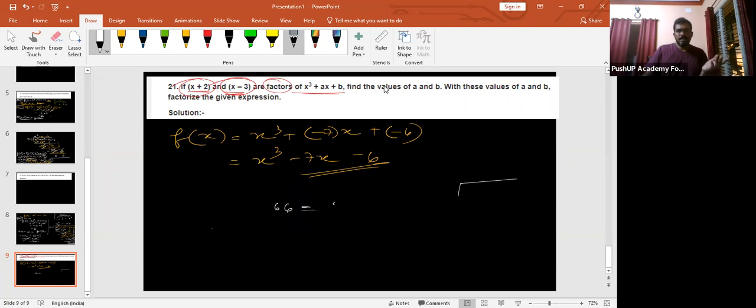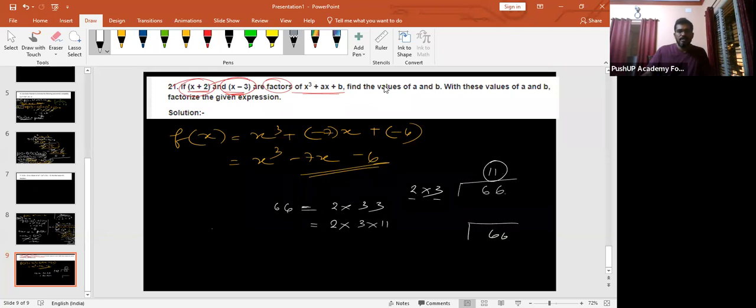66 can be written as 2 into 33. You all will agree with this. Now 2 into 33 can also be written as 2 into 3 into 11. Nobody can ignore this fact. So children, my point is, can't I write the number 66 as a product of 2 into 3 and 11? First factor is 2, second factor is 3, and the third factor is 11.